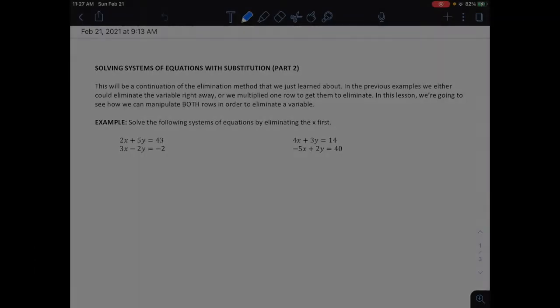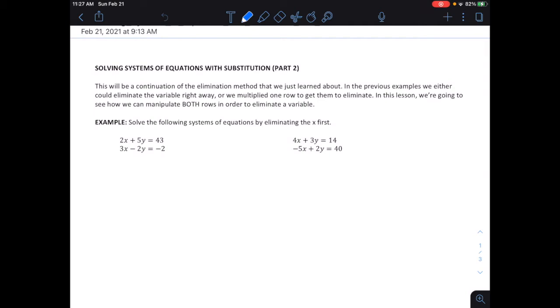All right, here we go. More elimination, Part 2. Whoa. It says substitution up at the top, but we're going to do elimination. We have to cross that off. That should say elimination.